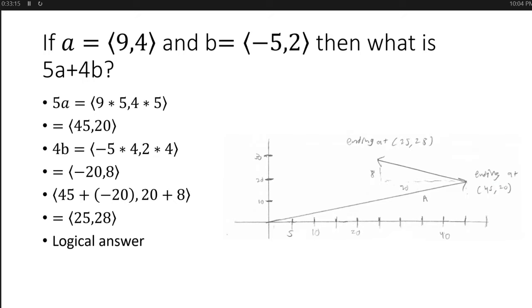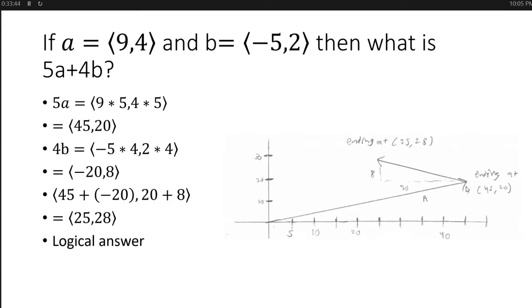The vector A is being multiplied by 5 and B is being multiplied by 4, so you just multiply the values of those vectors by 5 and 4 respectively, and then you graph them. If you want, you don't have to, but you just add up the two values and then you'll get your answer. So we'll take our first vector, 5A, we graphed it out right here, and it came out to (45, 20).